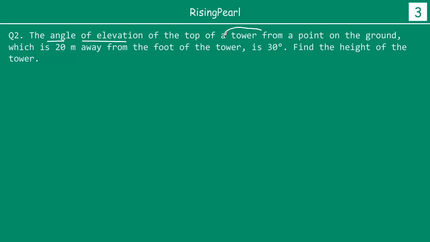So there is a tower, right? And the angle of elevation, so looking up to the top of the tower, because we are looking at the top of the tower, from a point on the ground which is 20 meters away from the foot of the tower. So I have a tower, and I am standing 20 meters away. And from that point I am looking at the top of the tower, and the angle of elevation is 30 degrees. Find the height of the tower.